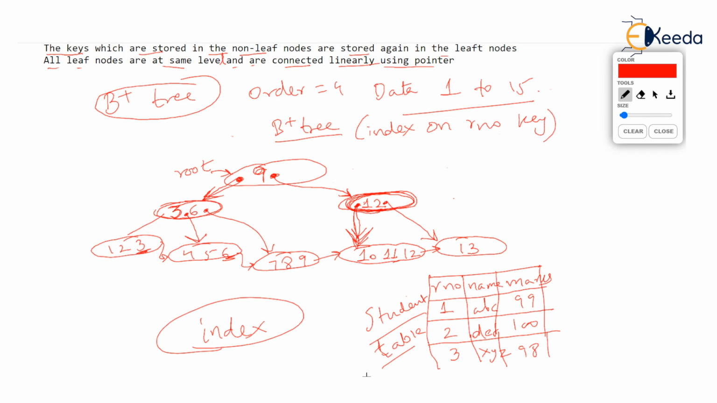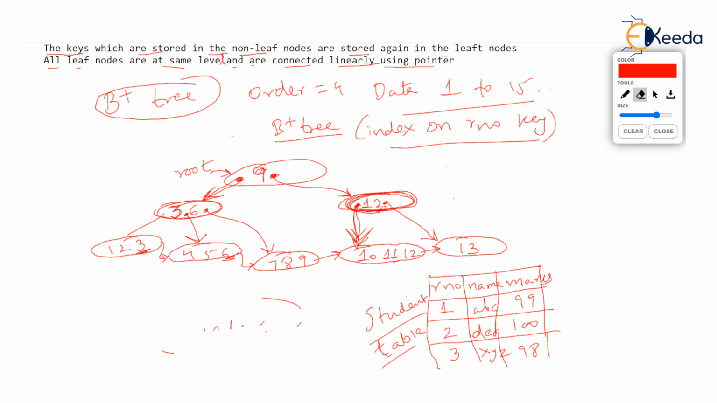Now, index can be made on any key. Somebody may say, don't store 9, 3, 6, 12, all this in the node, but instead store names. So ABC, DEF, these names will be stored inside the node. And then we will say the B plus tree is nothing but an index made on basically names, isn't it? But we have made the index on roll number.